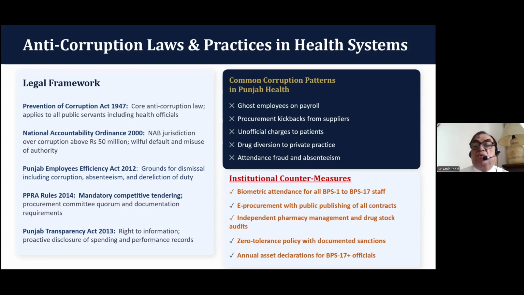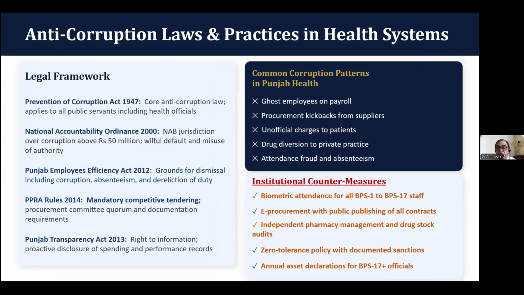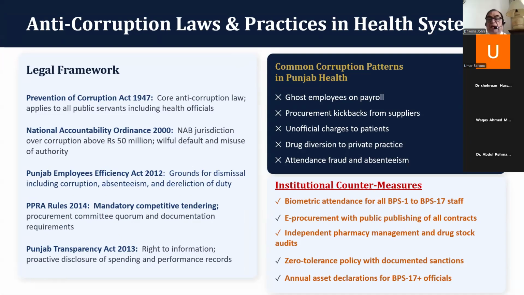So what could be the institutional countermeasures? I've again put similar things: biometric attendance for all BPS 1 to 17 staff, the junior staff. What about the senior staff? Do you think that they come on time? I think it should be for all the staff. E-procurement with public publishing of all contracts. I think this has been done now. With this e-procurement, people do publish, because all the things are tendered and then it happens. But still, there are some catch points.